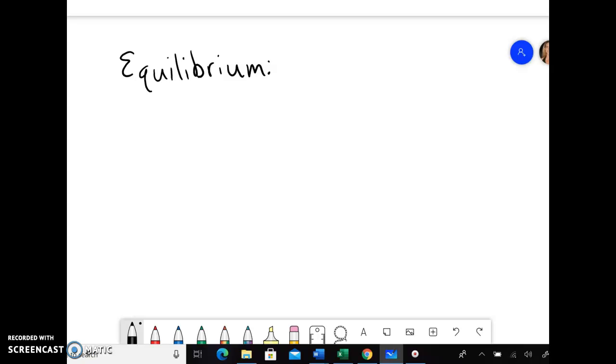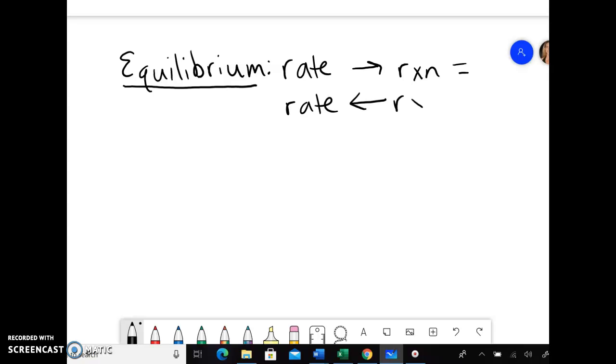So equilibrium, you hear that word equal in the middle of it. It does not mean that you have equal amounts of particles or equal amounts of reactants and products. It has nothing to do with amounts of stuff. It has to do with the speed of the reaction. So equilibrium is when the rate of the forward reaction is equal to the rate of the reverse reaction.